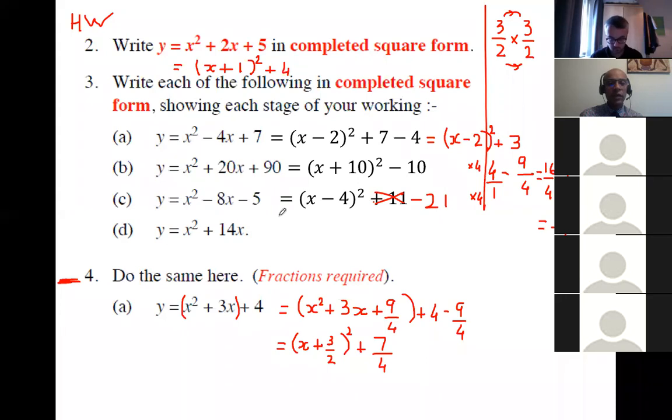And the next one, this time I've got x squared plus 14x. So we halve the 14, which gives me x plus 7 squared. But because we add 49, 7 squared being 49, we need to take away the 49. That would mean x plus 7 squared minus 49.